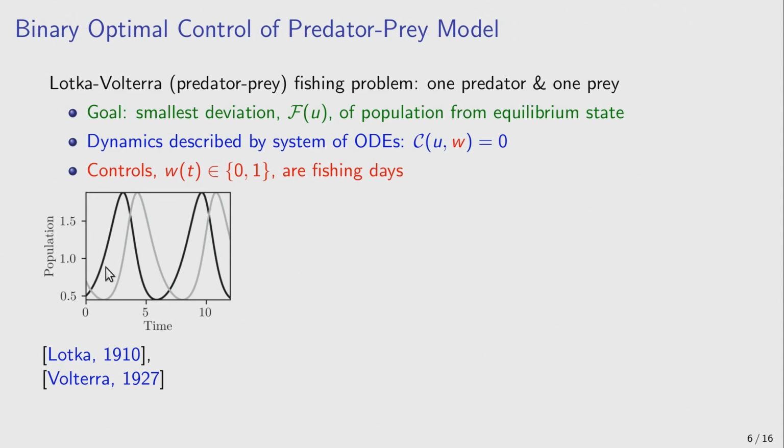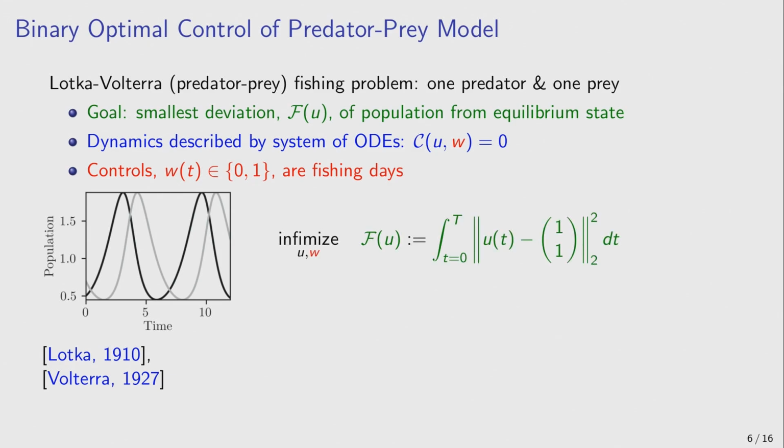So the prey would sort of grow, and then the predator would somewhat catch up. So the sharks would sort of catch up because there's more tuna to eat, and then the tuna would die off, and then the sharks would die off because there wasn't enough food anymore. And this dynamics is described by a set of ordinary differential equations, this Lotka-Volterra model.